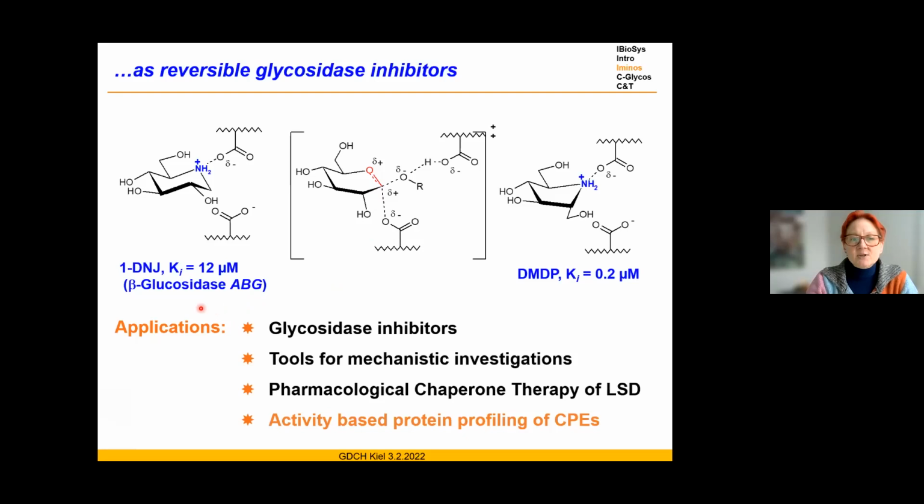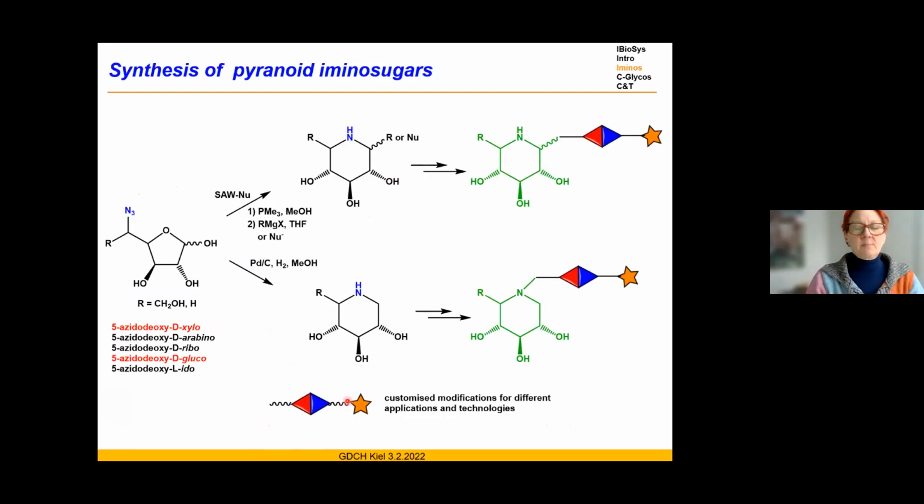And the applications we want to do with aminosugars is, of course, to use them as glycosidase inhibitors, as tools for mechanistic investigations, and as therapeutics for pharmacological chaperone therapy. And today I want to talk about how we use them as tools for activity-based protein profiling. But first of all, before we can apply them, we actually have to synthesize them. And for many years, we have been working on the design of really concise and efficient synthetic methods towards such compounds.